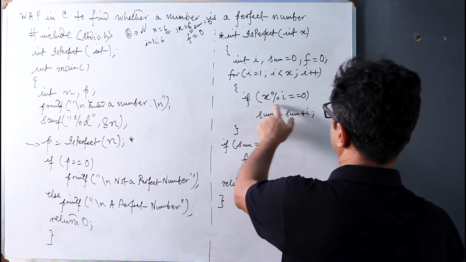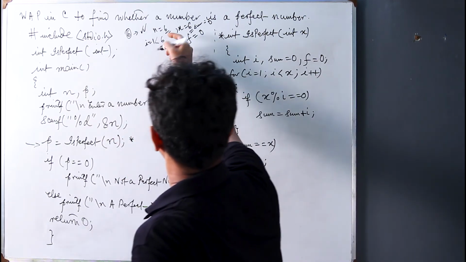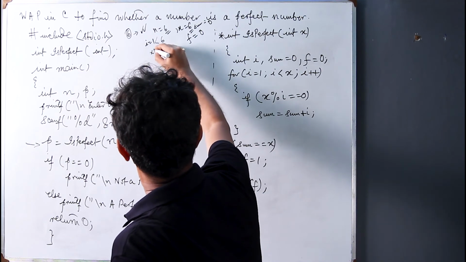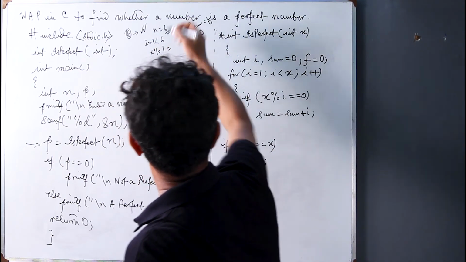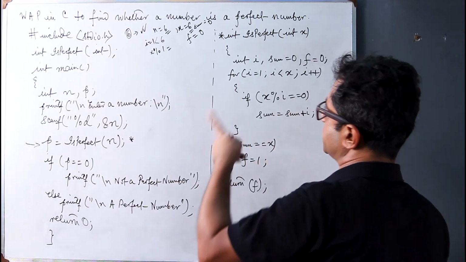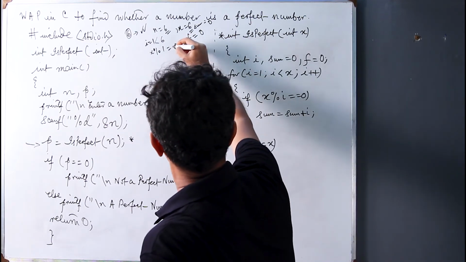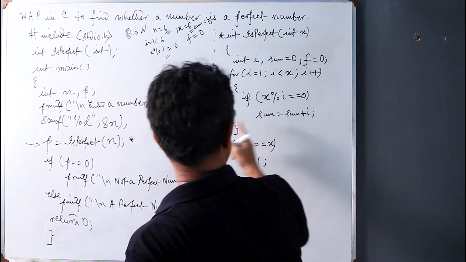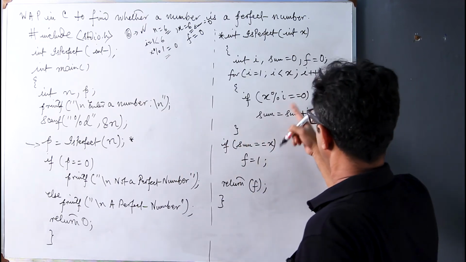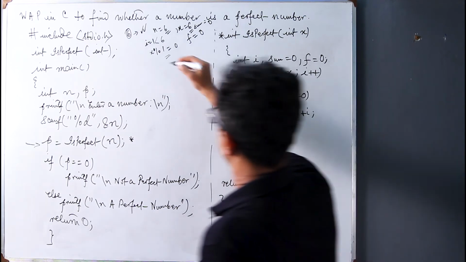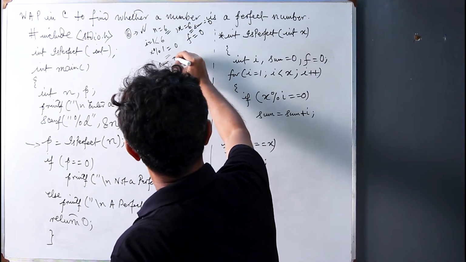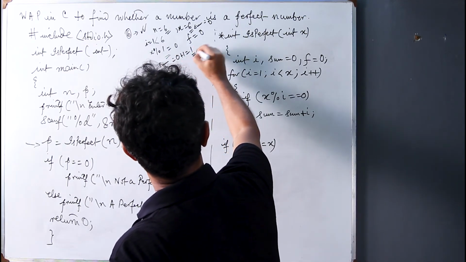Condition holds if x percent I equals 0. X percent I means x percent 1. 6 is the x value. So 6 percent 1 is definitely 0. So this condition holds. So sum will be added by 1, that is the I value. So sum becomes now 0 plus 1, to become 1.